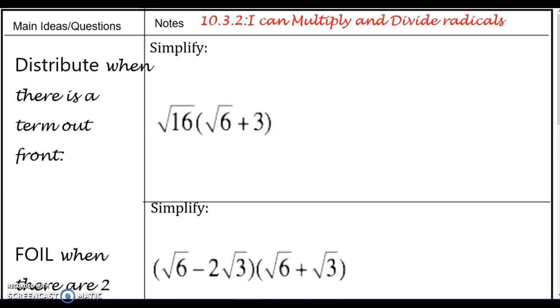Now we're going to take and put all of these skills together. We're going to do some multiplication. We're going to do some addition. It's going to be amazing. All right, so check this first one out.